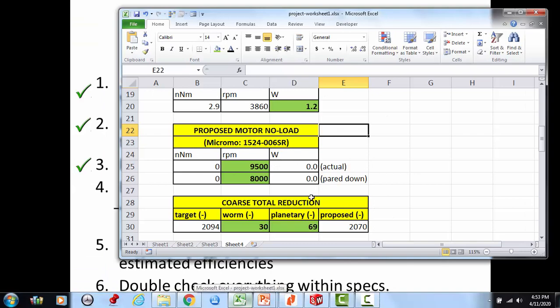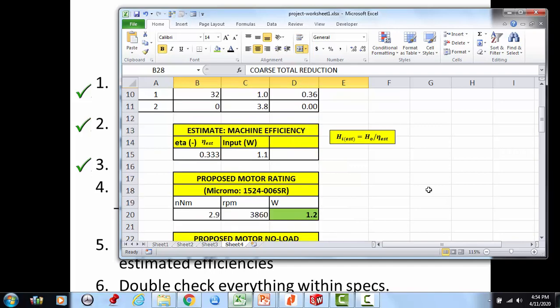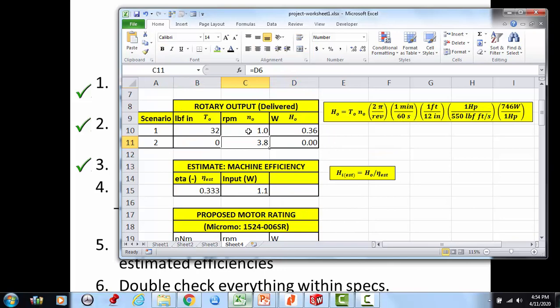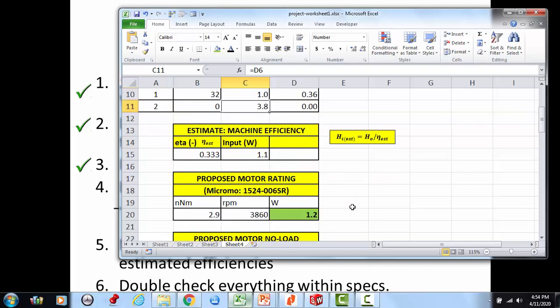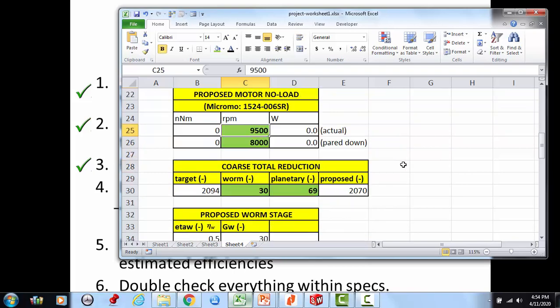So what we do is we establish some coarse idea of what our total reduction is going to be, and we're going to start with that we want that 3.8. Our worm gears, or our fingers, need to rotate at 3.8 RPM. So that's what we're targeting, and we know that the motor at no load would run at 9,500. Now I pared that down just a little bit.